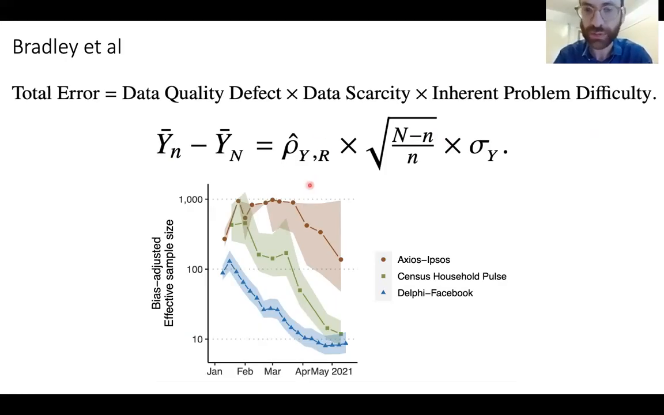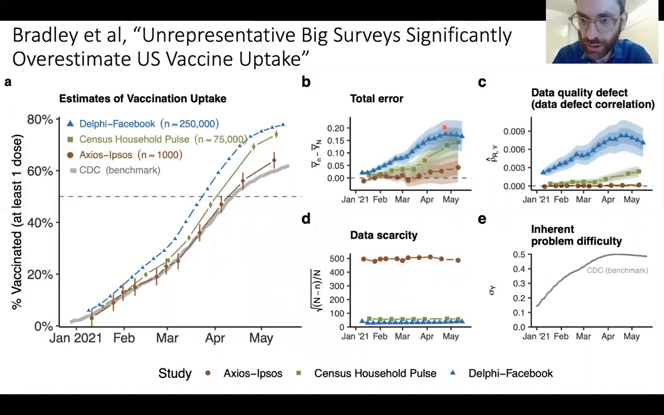And this is actually a pretty easy identity to work out. So by all means, look at the paper that we cite from Xiaoli Meng. It's surprising to see it, but the maths isn't that hard. Okay, so how can we decompose that total error? Well, as it turns out, this measure of data quality is really interesting. It's the correlation between your likelihood of responding to a survey and your response.